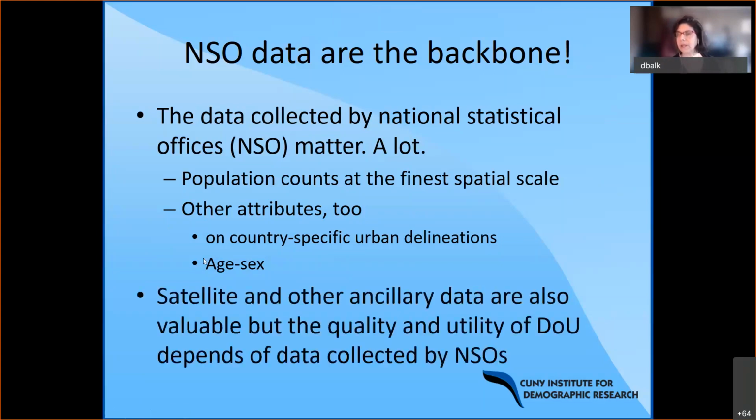Satellite and other ancillary data have really been a tremendous input into these data sets. They're super valuable, but the quality and utility of the degree of urbanization type data products depend very much on the data collected by the national statistical offices.